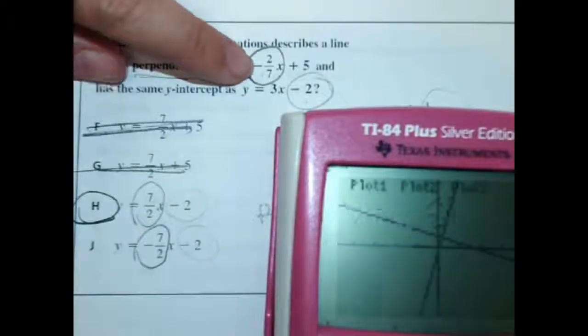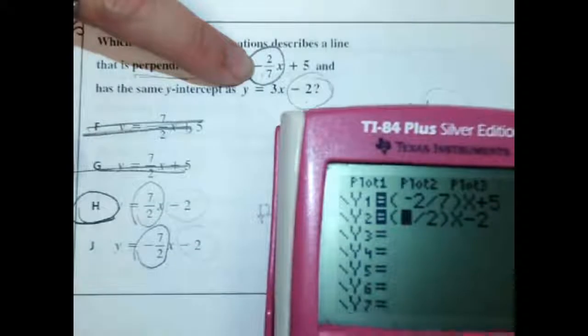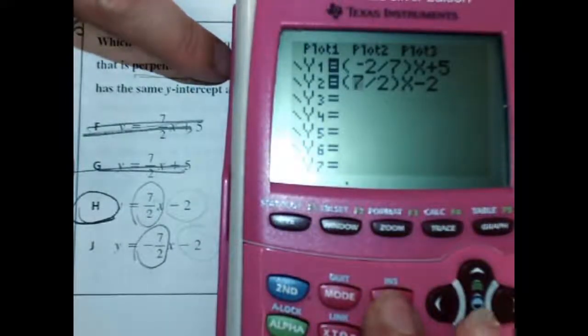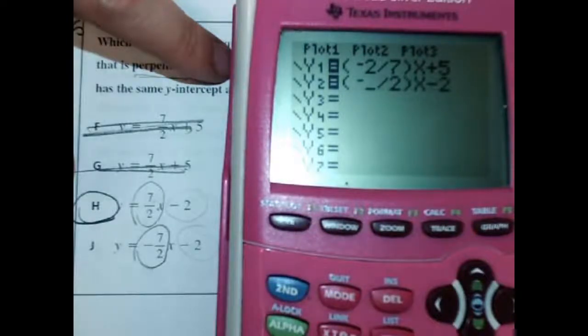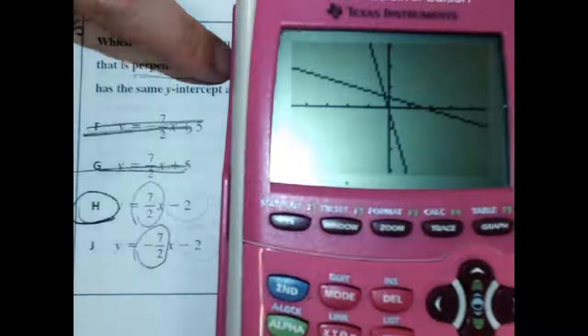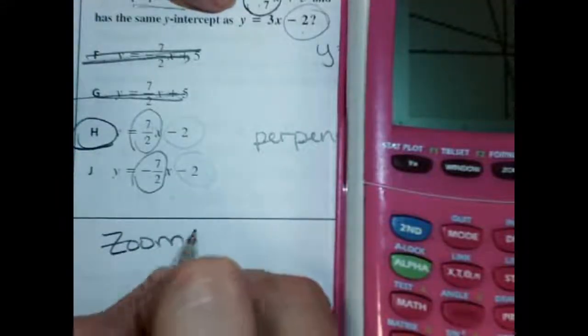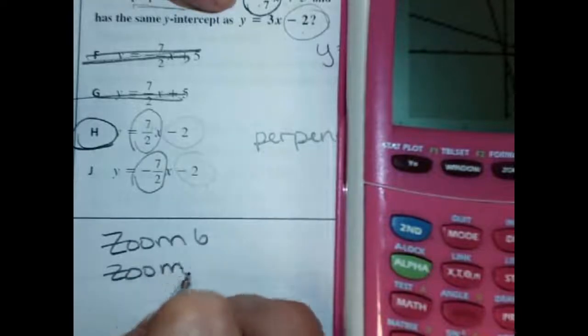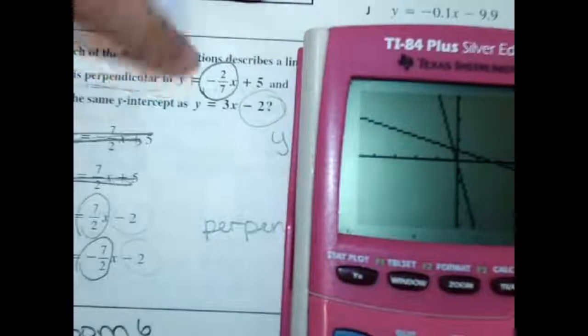If I try the other one, it's going to be pretty obvious that it's not right. And if I go in here and I do insert, this is delete and insert. Insert a negative, I don't have to retype it, and I hit graph. These two clearly not perpendicular. So again, the two zooms I did was I did zoom 6 and zoom 8 enter. And you have to hit the enter after that one. And it makes it this nice square thing so you can tell if they're perpendicular or not.